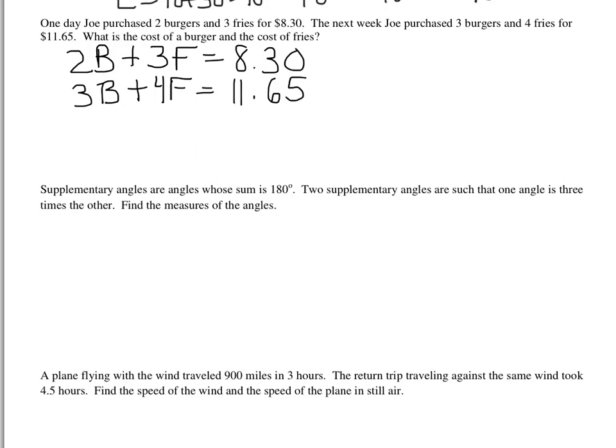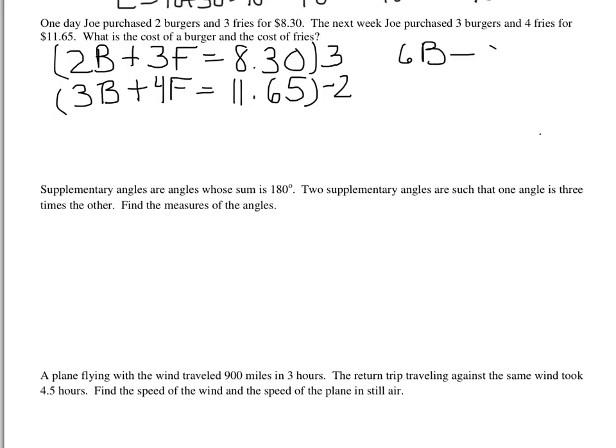Looks to me like an elimination sort of problem. Do we want to get rid of burgers or fries? Doesn't matter. I say let's get rid of the burgers. We have 2 burgers and 3 burgers. We would like for those coefficients to be opposites. The least common multiple of 2 and 3, the smallest number that 2 and 3 will divide into evenly, is 6. So if we multiply the first equation by 3, that'll give us 6b. And if we multiply the second equation by -2, that will give us -6b. So they'll be opposites.